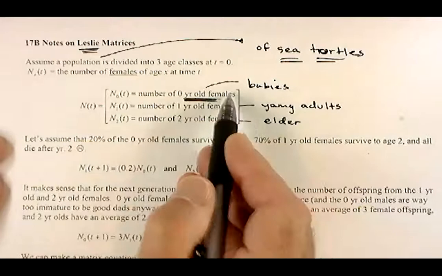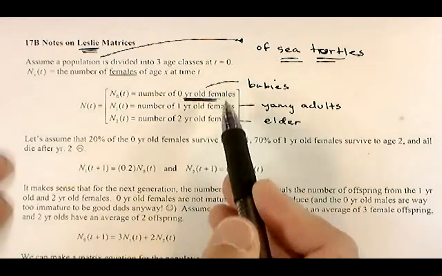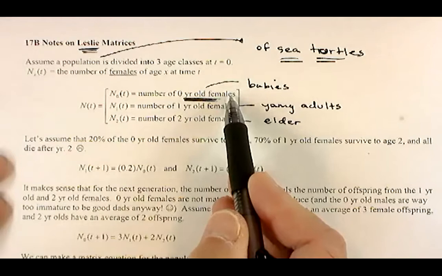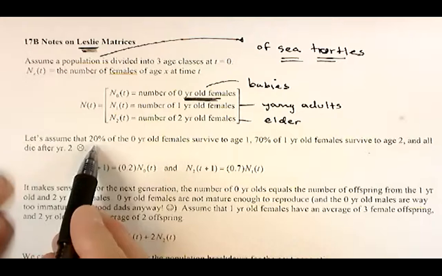What we're interested in is what's going to happen with our population of sea turtles over time in each age class. If we give you a starting amount of how many babies, young adults, and elder turtles we have, what's going to happen? What are the dynamics? That's going to depend on what you've noticed as a scientist.